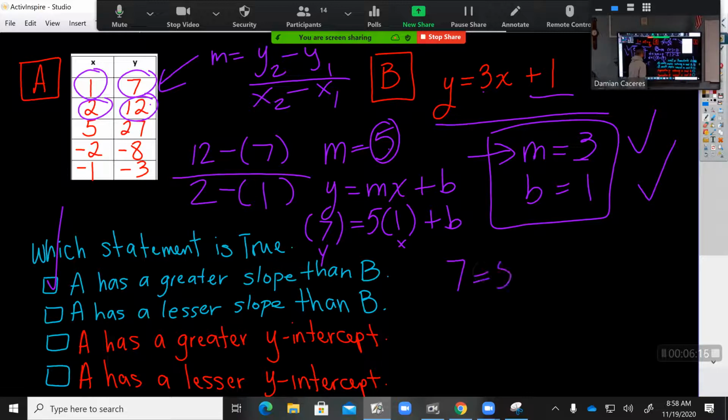We have 7 equals 5 plus b. The only thing you have to do is subtract 5 from both sides. And now we have the b value. b equals positive 2. So now let's compare the y-intercepts. A has positive 2 y-intercept, but function b has a positive 1 y-intercept. Again, A has a larger y-intercept.